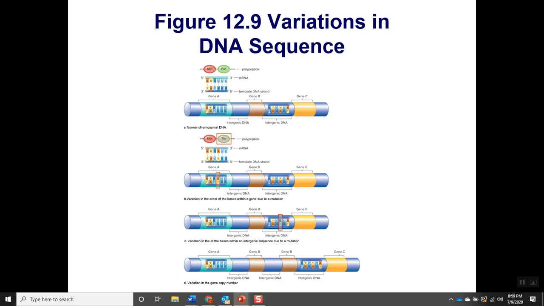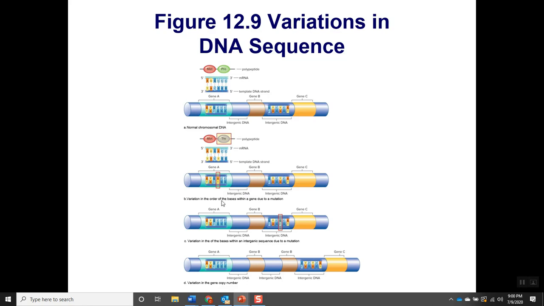So here we have A, B, C, and D. If we look at A, this is normal chromosomal DNA. We have genes A, B, and C. If we analyze gene A, the gene is TACGGG. If we predict the mRNA that would stem from that, it would be AUGCCC. Then we could use our genetic coding table to figure out what two amino acids these would translate into, and we see methionine and proline.